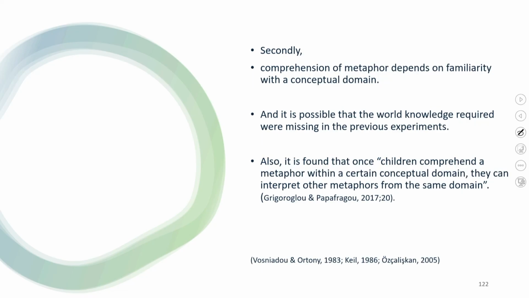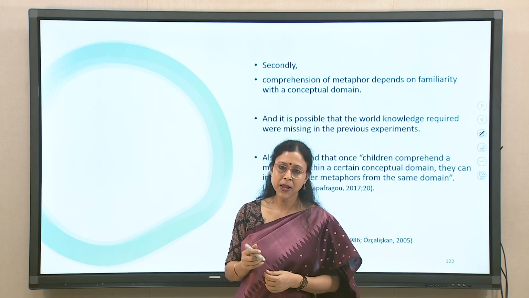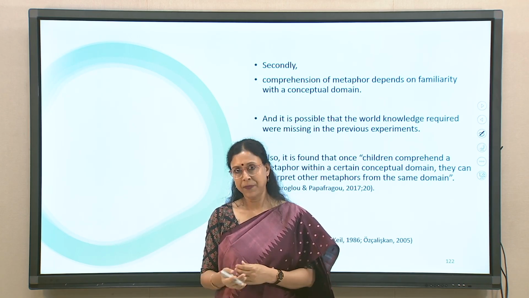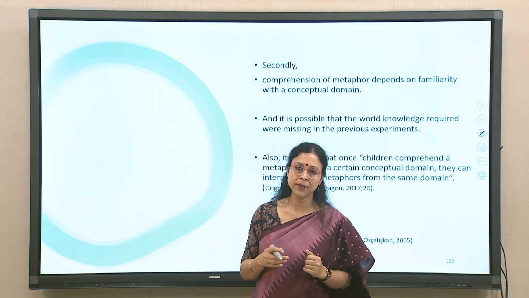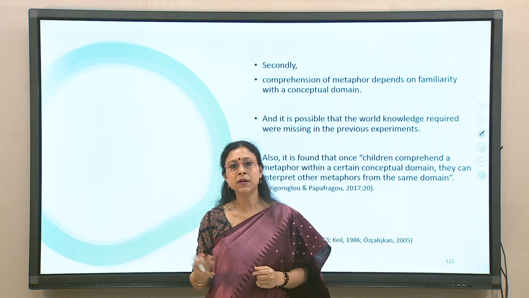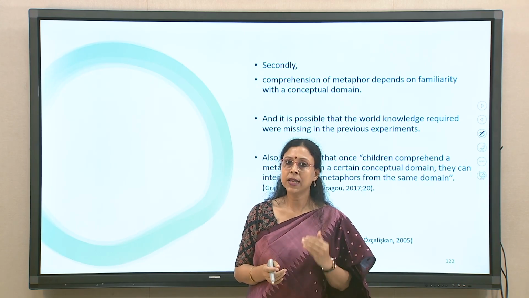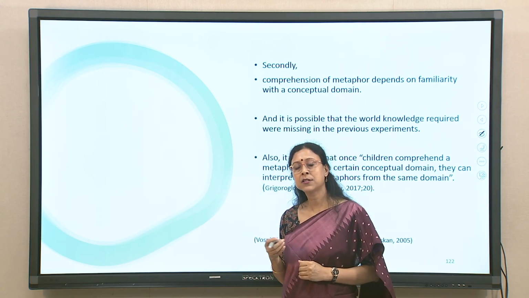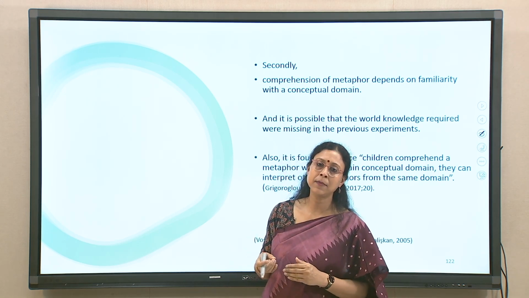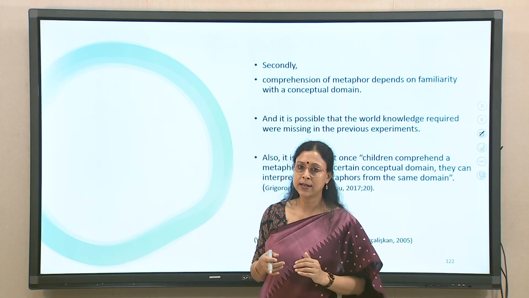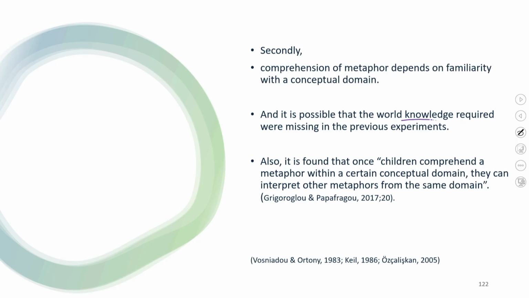Secondly, comprehension of metaphor depends on familiarity with a conceptual domain. One of the serious criticisms against the initial findings was that the metaphors were used abruptly, without familiarizing the children with the conceptual domain, because small children may not have familiarity with multiple conceptual domains that the adults have. So, we have to keep that in mind. The idea is that deciphering metaphor relies on the understanding of that entire domain. So, it is possible that the world knowledge required was missing in the previous experiments, right. That is the counter. Also, it was found that once children comprehend a metaphor within a certain conceptual domain, they can interpret other metaphors in the same domain. This is the second counter.